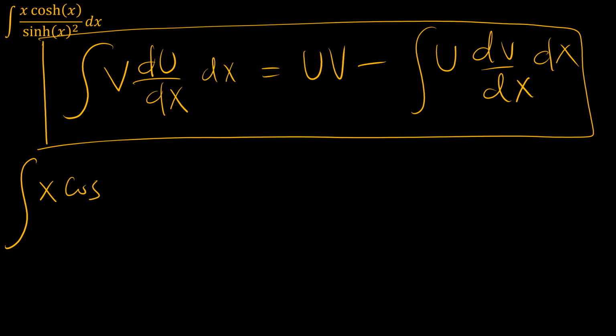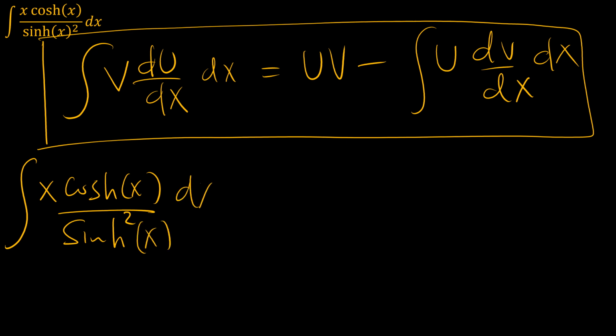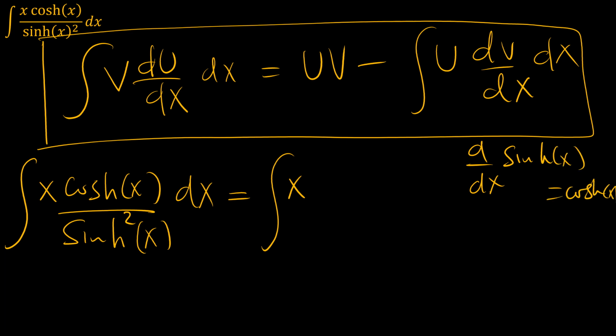We have x times hyperbolic cosine of x, or cosh x, over hyperbolic sine squared. Notice I've brought the square in because that's the usual way of writing it. Hyperbolic sine of x squared, or sinh squared x, can be expressed as such. And since we know that the derivative of sinh of x is cosh of x, we clearly see that cosh x is the derivative of sinh x.